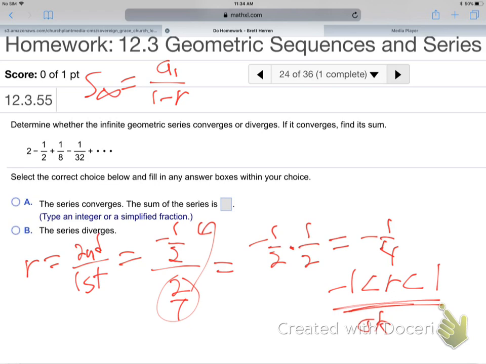Okay, so the s sub infinity is a1. What's a1? 2. Over 1 minus r. What's r? Negative 1/4. See the double negative thing there? So watch out a lot. I know it seems maybe small or silly, but I've just over the years seen lots of people mess that up. So the minus sign in the formula, the minus sign on the r, double negative, positive.